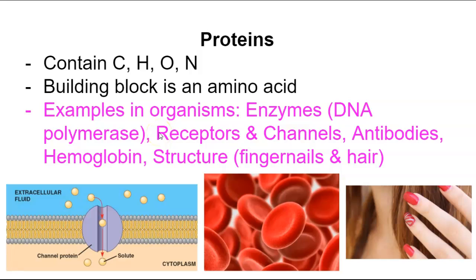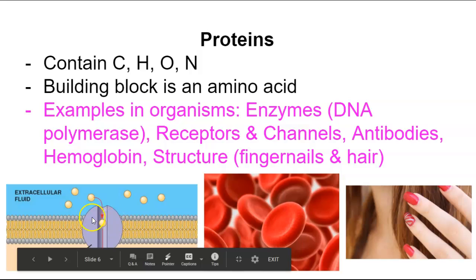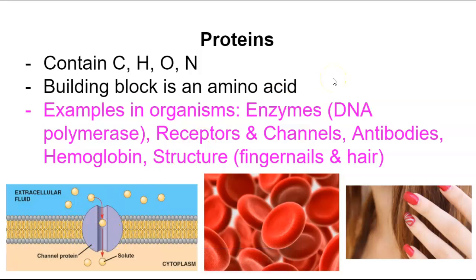In our cell membrane unit, we talked about receptors and channels, right? Here's an example of a channel in the cell membrane. It's going to let molecules in and out of the cell. That's made of protein. Antibodies, you may have heard a lot of this in the news when they're talking about viruses. Your body makes antibodies to fight against viruses, and these are made of proteins.